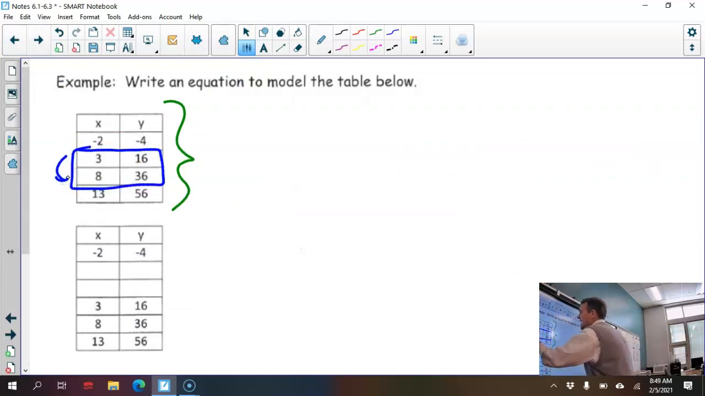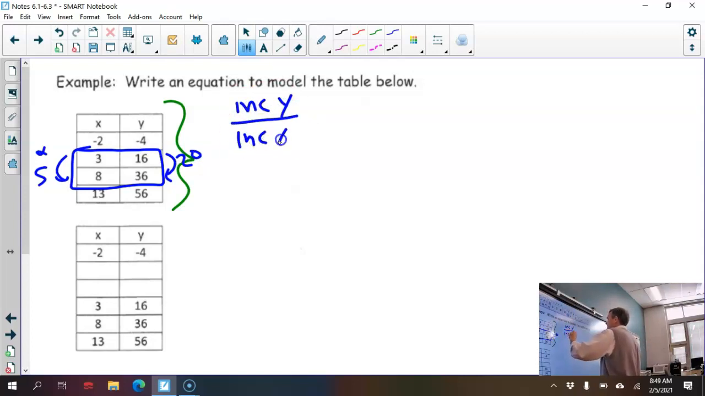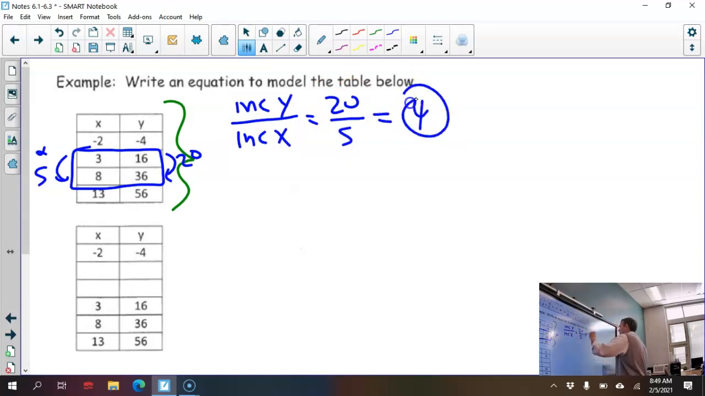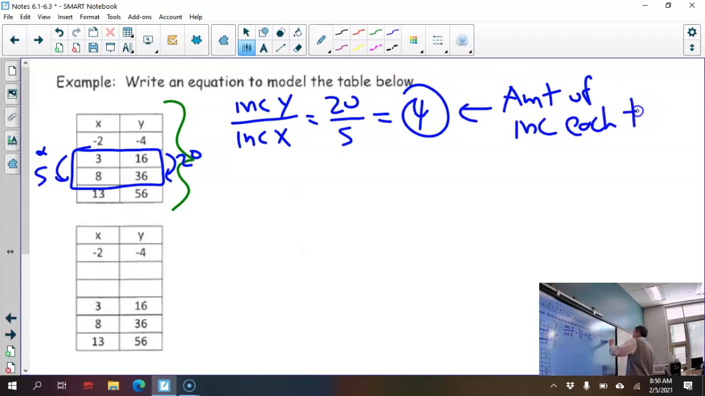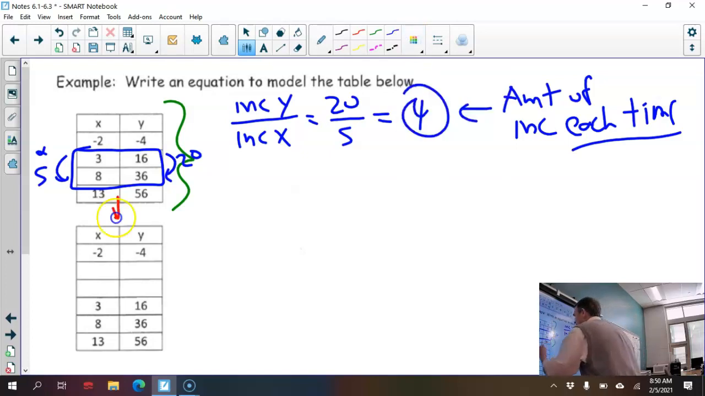And I noticed that the x went up 5 and the y went up 20. So I'm going to divide increase in y over increase in x. That would be 20 over 5, 4. 4 is the amount of increase each time. I found that. Now I'm taking my table and I'm starting at -2 and I'm extending it.